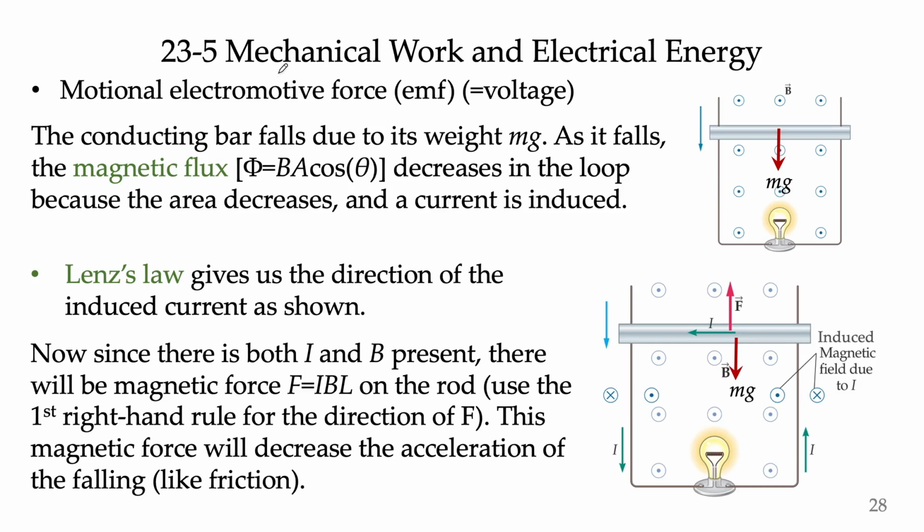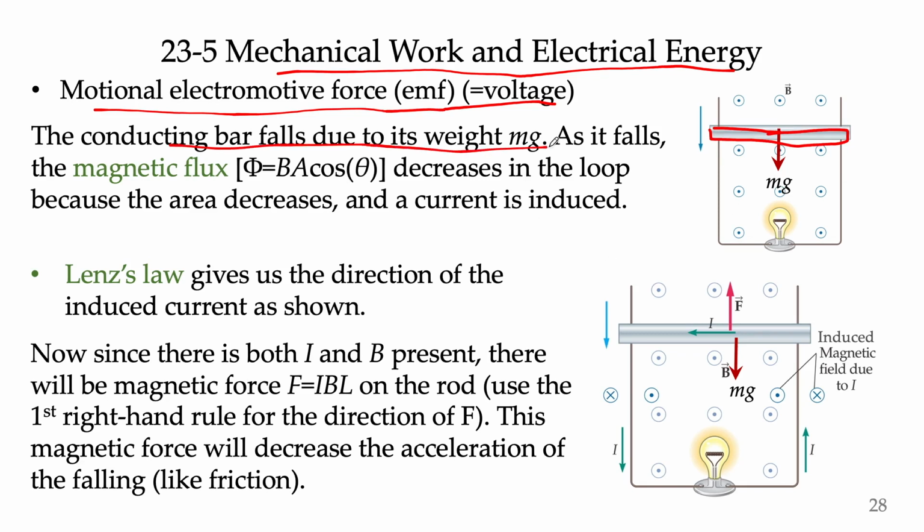Now let's move to mechanical work and electrical energy. Okay, so in this example, we will talk about motional electromotive force. Again, electromotive force is like voltage. How can you produce electricity by, let's say, a falling rod? Let's say we have a circuit like this, a wire, connected to this rod, and this rod is falling down under the effect of gravity. Okay, so the conducting bar falls due to its weight, mg. As it falls, the magnetic flux decreases in the loop because the area decreases and the current is induced.